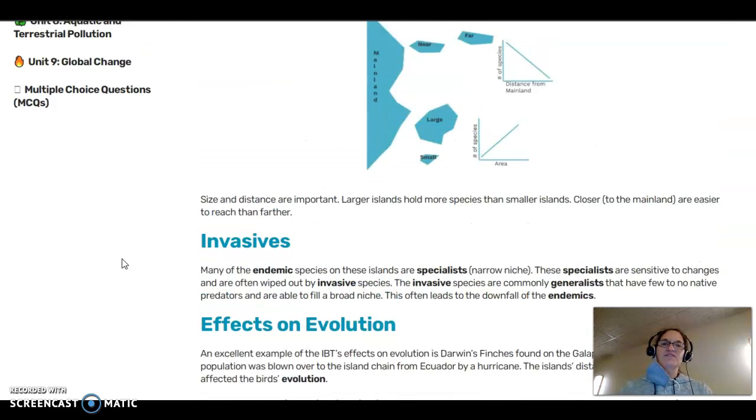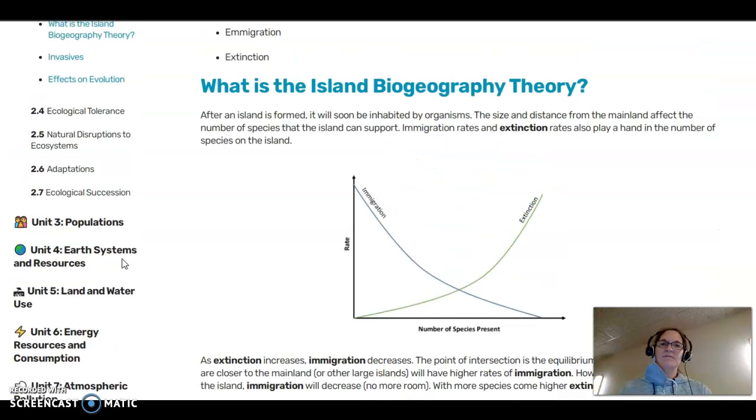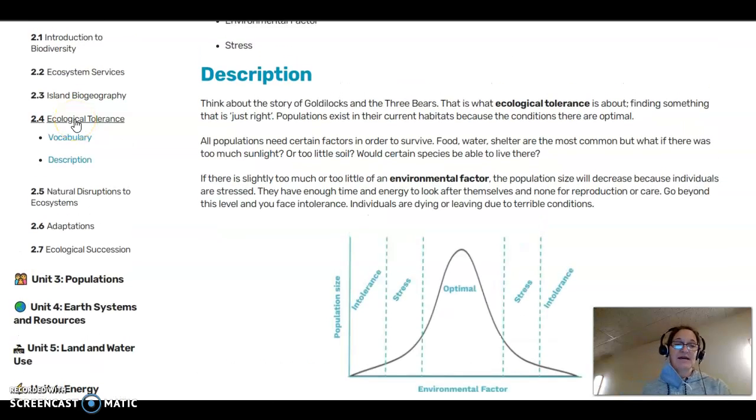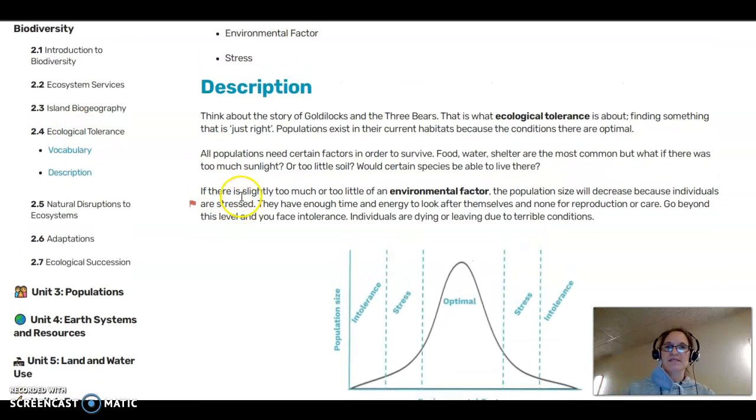And so it's kind of just looking at how islands and their biogeography play a role in speciation, and how those islands become inhabited. This next topic that you guys are going to look at today is ecological tolerance.